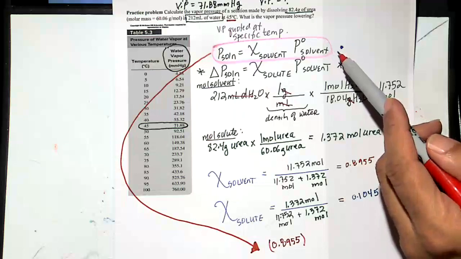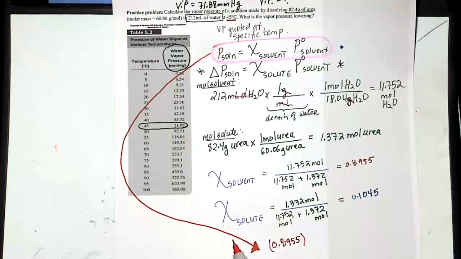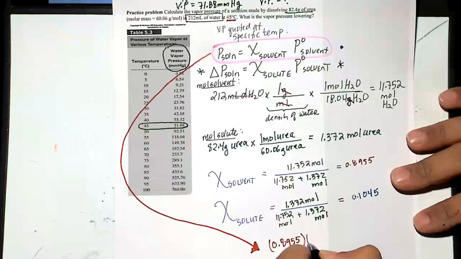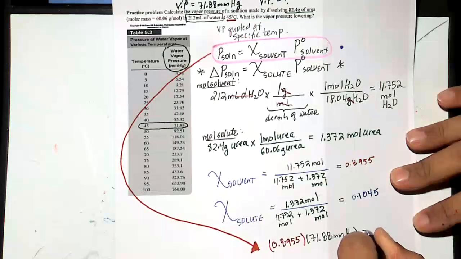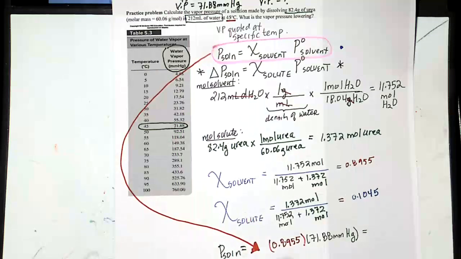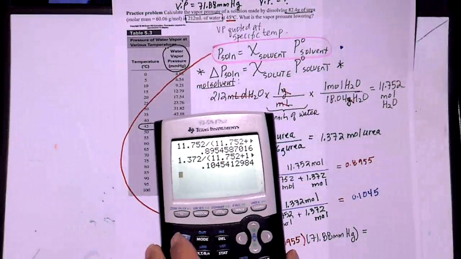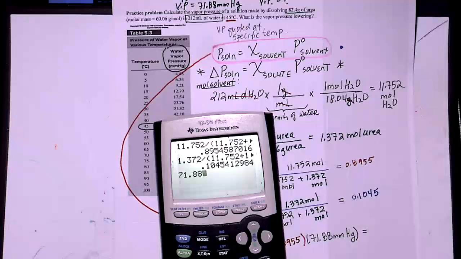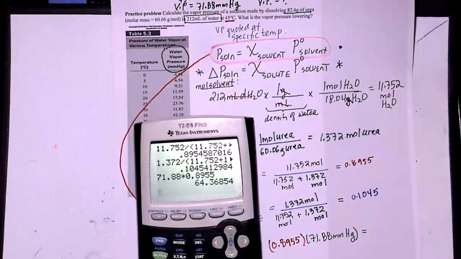And what is the vapor pressure of the solvent alone? 71.88 millimeters of mercury. Okay, 71.88 millimeters of mercury. And what is this on our calculator? .8955. .4 millimeters of mercury.